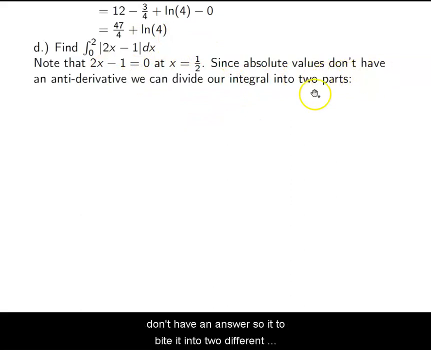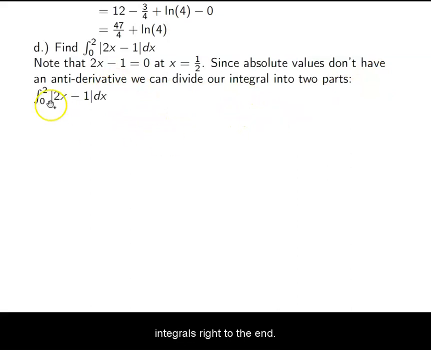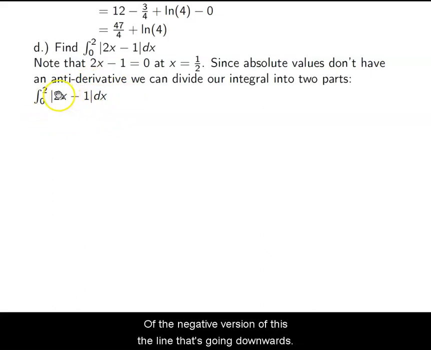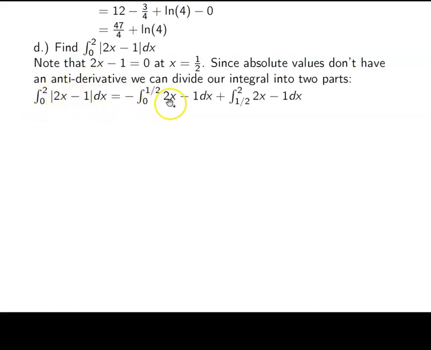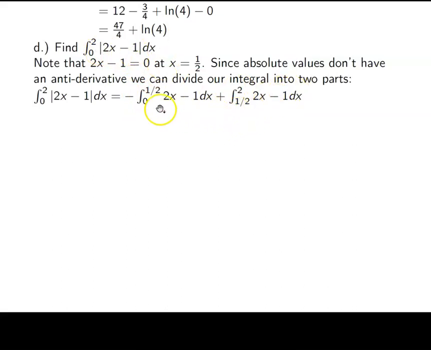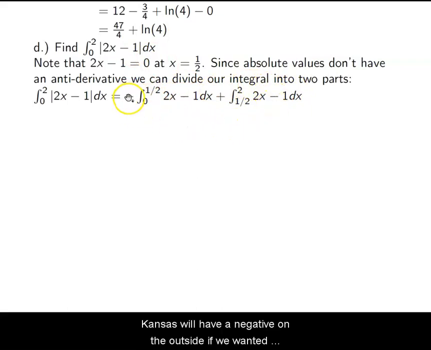So absolute values don't have an antiderivative, so we divide it into two different integrals, right? So the integral from 0 to 2 of the absolute value of 2x minus 1 is the same as the integral from 0 to 1/2 of the negative version of this, the line that's going downwards, okay? 2x minus 1 being negative, and the positive form of this from 1/2 to 2, because 2x minus 1 is a positive line. So we have the negative form and the positive form. Okay, that's why I have a negative on the outside.